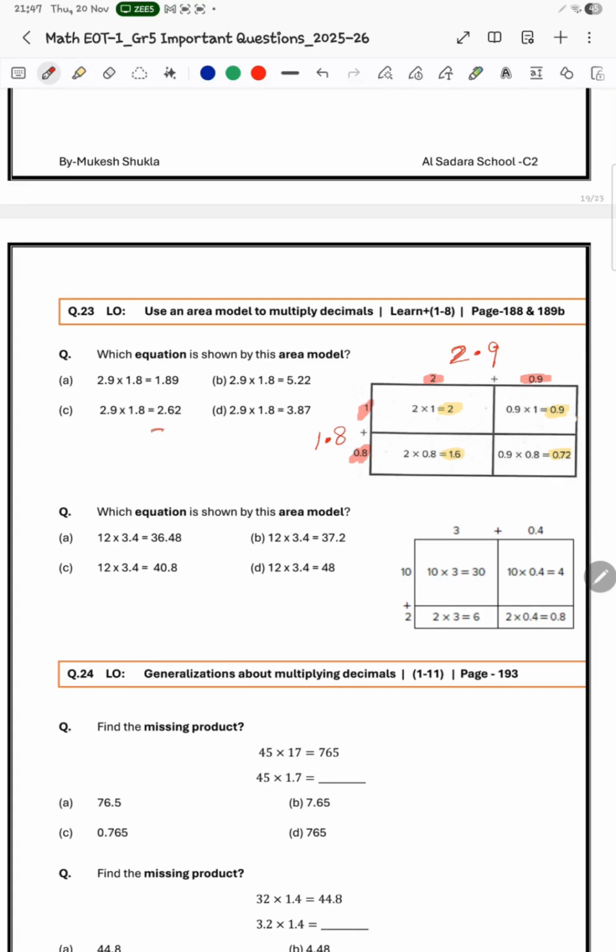So 2 plus 0.9 plus 1.6 plus 0.72. If you add them up, you will get 5.22. So option B will be the correct one. Okay.